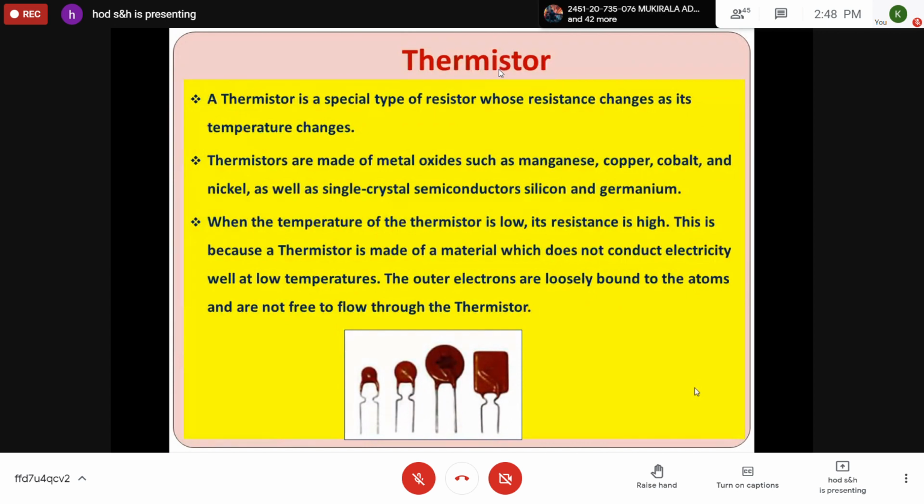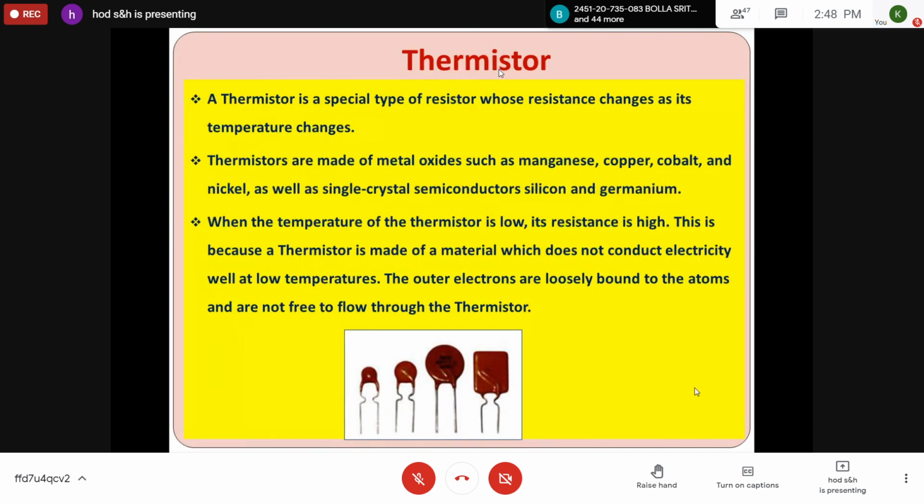Basically, a thermistor is a semiconductor or a special type of resistor whose resistance changes with temperature. So it's a temperature sensitive semiconducting material, made up of metal oxides such as manganese, copper, cobalt, nickel, and single crystal semiconductors like silicon and germanium. All these can act as a thermistor. Basically, a thermistor is a semiconductor device which most likely has a negative temperature coefficient of resistance.